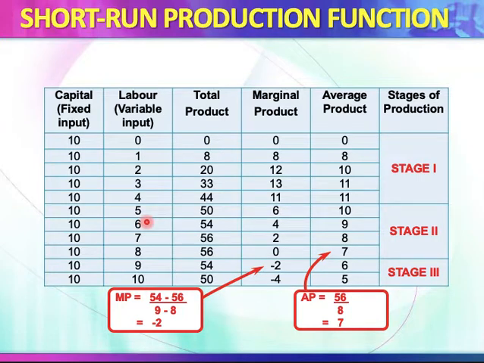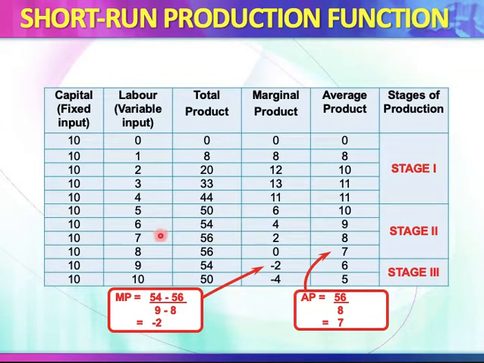I add one more worker, Farah. So I hire Farah. When Farah comes in, the total product is 54, and the marginal product becomes 4. Only 4 additional shoes when I hire Farah. Oh, what happened? Maybe Farah and Emilia are just gossiping. But this is still okay. The total product increases, and the average product is 54 divided by 6, which equals 9.